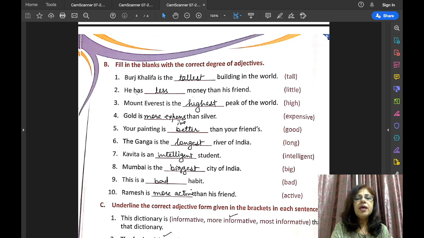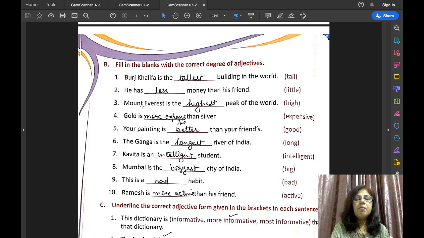Second, he has dash money than his friend. So, there is a comparison between two, he and his friend. So, we will use the comparative degree of little, and the comparative degree of little is less. He has less money than his friend.